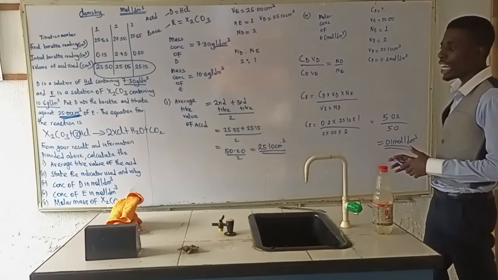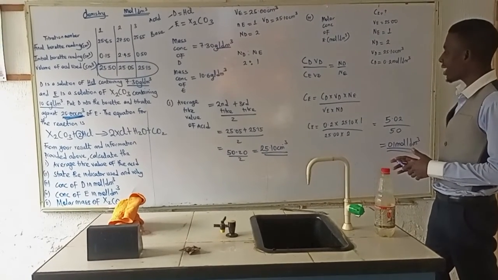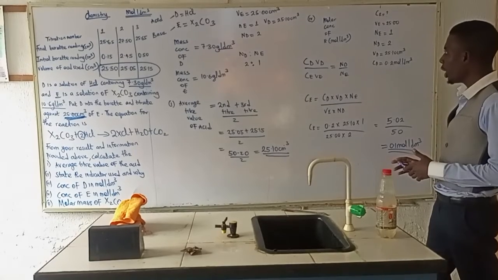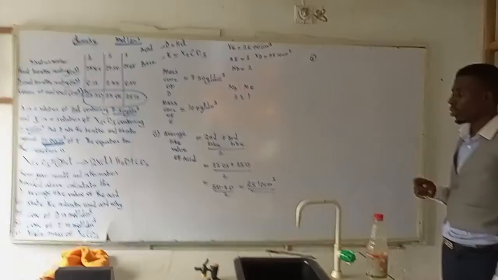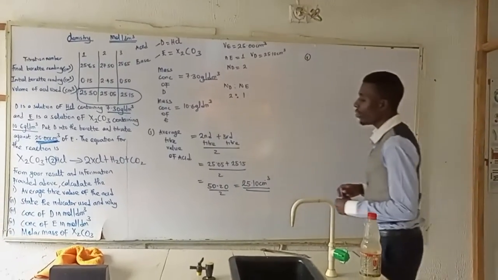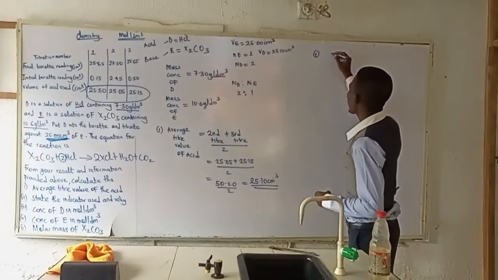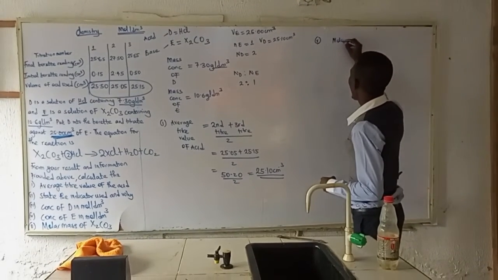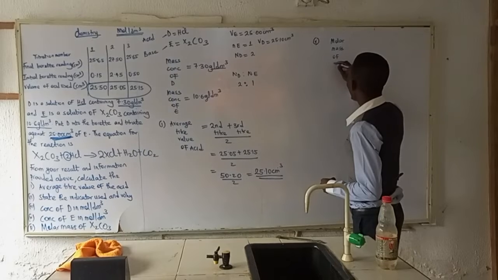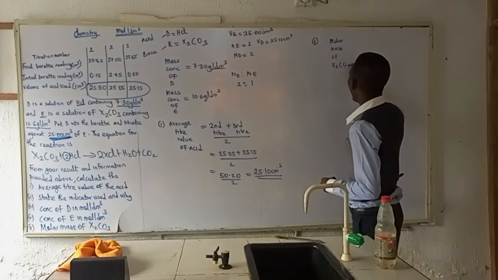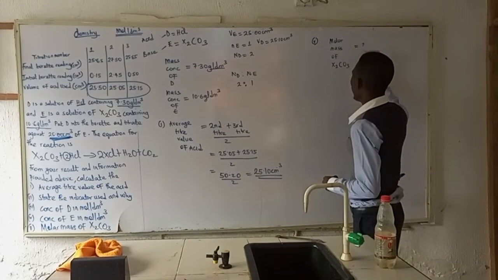I will be solving the last question now. The next one I will be solving is the fifth question. In this particular question, they ask us to calculate the molar mass of S2CO3. That's what we are looking for. Molar mass of S2CO3 is unknown.